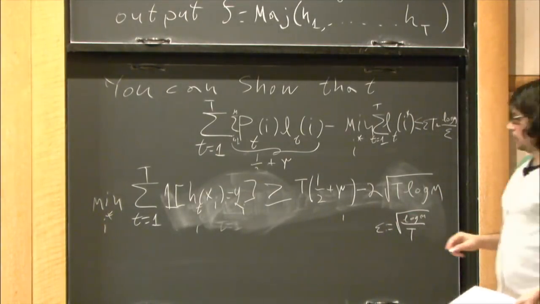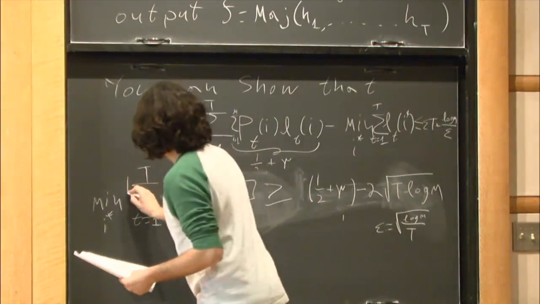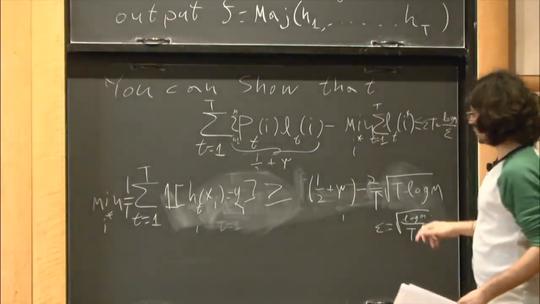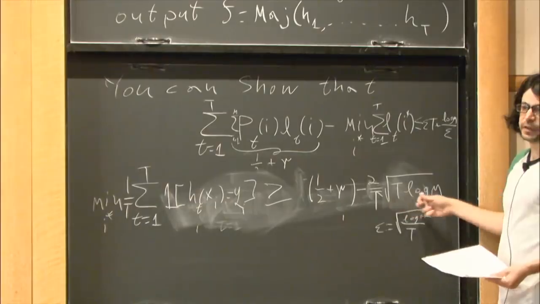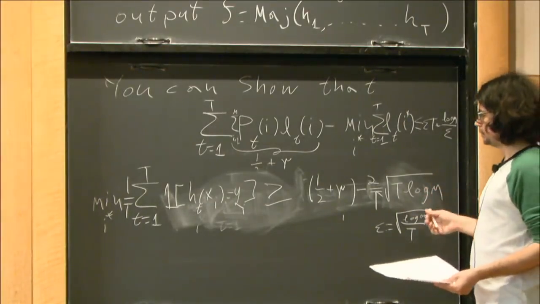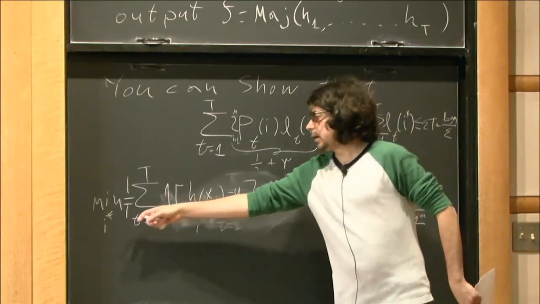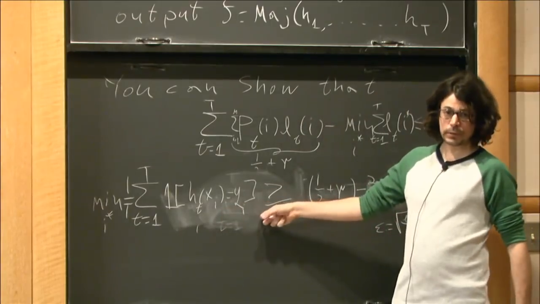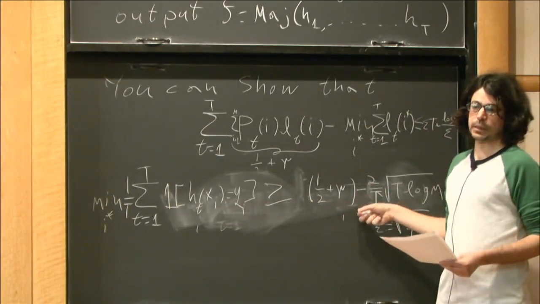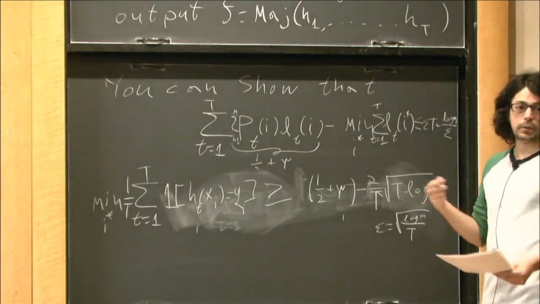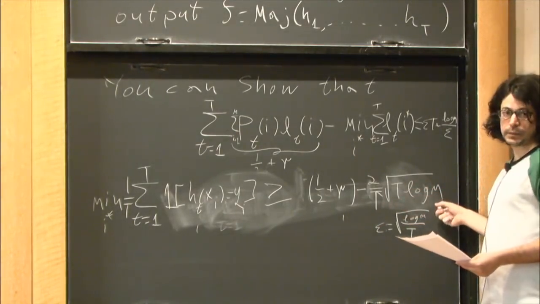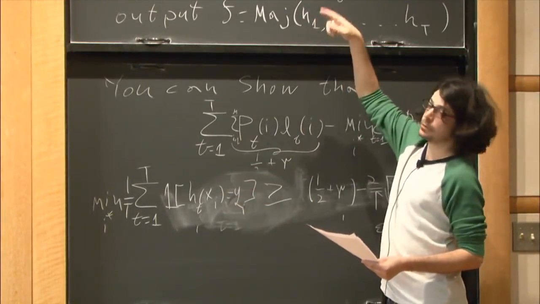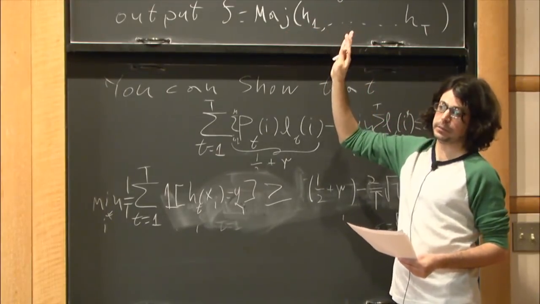Okay, so now let's divide both sides by t. So now you can see that when t grows, this is going to vanish. And what this equation says is that if you look at the worst point, if you look at how many classifiers were correct on it, it is at least half plus gamma. Okay, so eventually, if t is large enough for this to vanish, we would get that the majority of the hypotheses that this algorithm outputs are correct on every example.